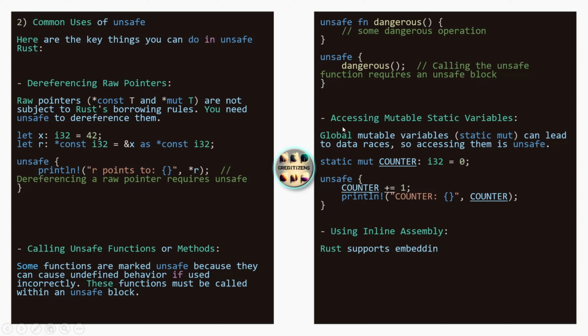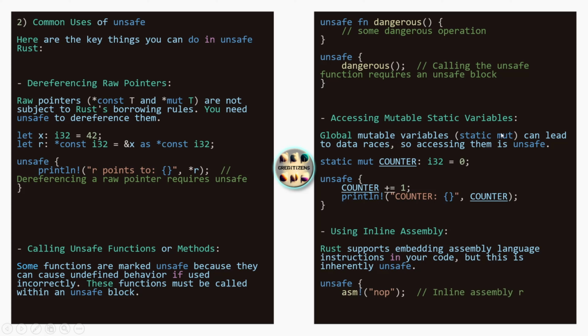After, another case, accessing mutable static variables. So global mutable variables, static mut, can lead to data races. So accessing them is unsafe. Static mut COUNTER: i32 is 0 for the moment, but after that we want to access this static mut, we want to increment it, so we need to do that in an unsafe block.